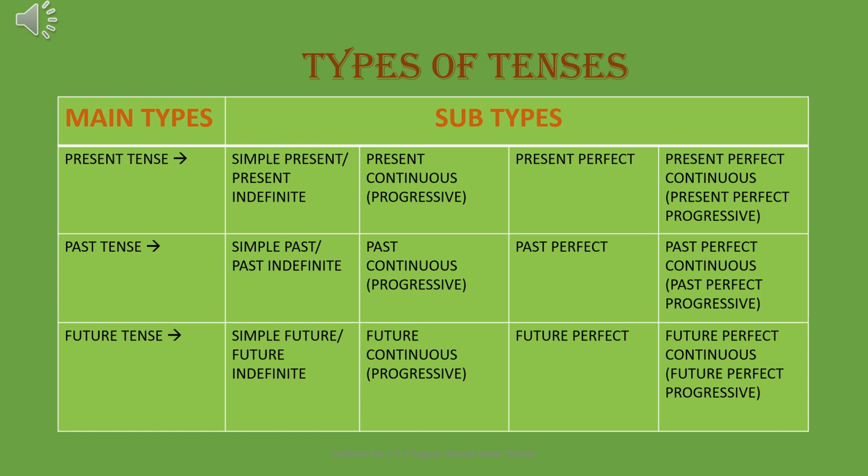The first one is simple past or past indefinite tense, second, past continuous tense, third, past perfect tense, and fourth, past perfect continuous tense. In the same way, future tense also has 4 subtypes: simple future or future indefinite tense, future continuous tense, future perfect tense, and future perfect continuous tense.